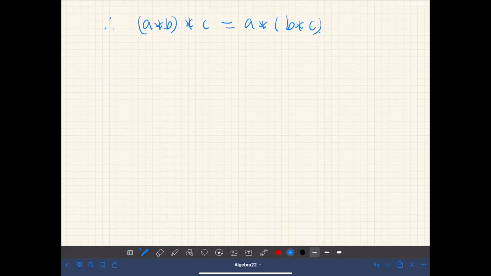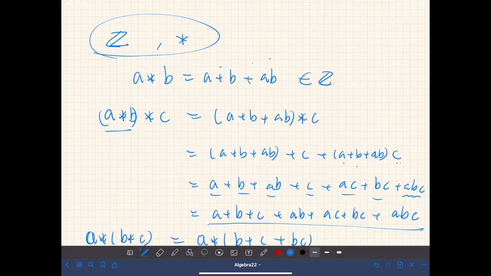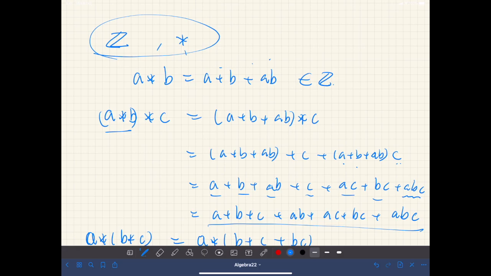So, is there any identity element for this? Consider 0. So, 0 star A. What is this? According to the definition, 0 plus A plus 0 times A, which is equal to A. Oh, this looks good. And A star 0 is A plus 0 plus A times 0, which is equal to A. So therefore, 0 is the identity element. So therefore, the set of integers with this particular binary operator is a monoid.